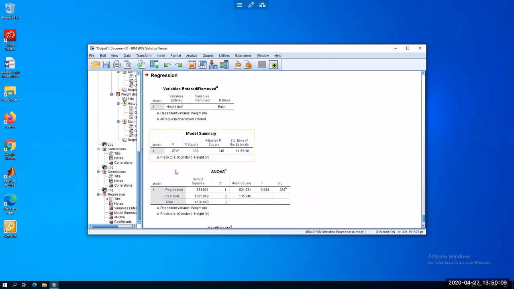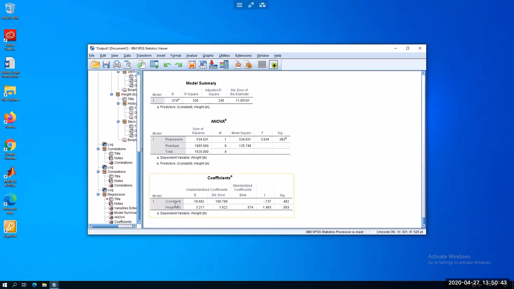So we have here Pearson's correlation coefficient, R square, that's the coefficient of determination. And we have significance, regression, residual, total. So significance is 0.083. These coefficients that I will get are not significant because this is over 0.05. So we have constant, minus 78, and we have height 3.2.